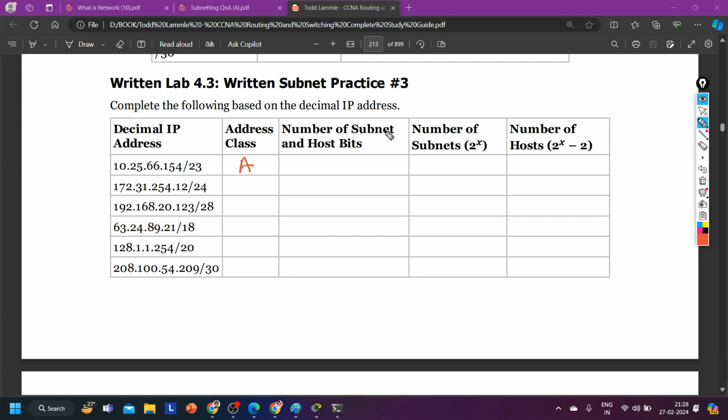Class A. Number of subnets and host bits. How many subnetted networks are there, and how many host bits are there? So total size of an IP address is 32 bits. Out of 32 bits, 23 are network bits. Then tell me how many host bits are there? 9 host bits, right? And how many subnets are there? How many bits have I borrowed? 7 bits. Oh, brother, this is a class A IP address.